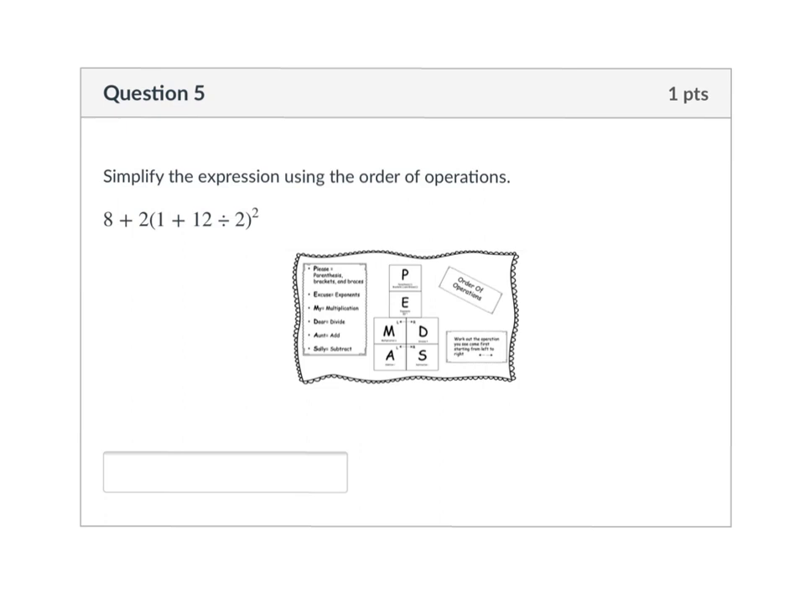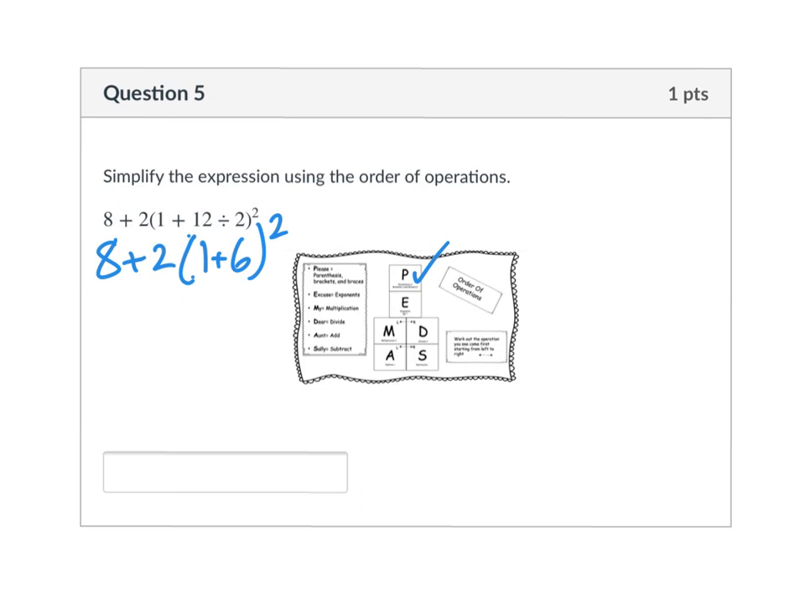Last one, 8 plus 2 times the quantity 1 plus 12 divided by 2 to the second power. All right, so I have to go inside my parentheses first, and when I'm inside the parentheses, I have to follow order of operations in there. And so I have addition and division in my parentheses. I need to do the division first because that would be my first step in my order of operations. So I'm going to keep 1 plus, but 12 divided by 2 is 6.